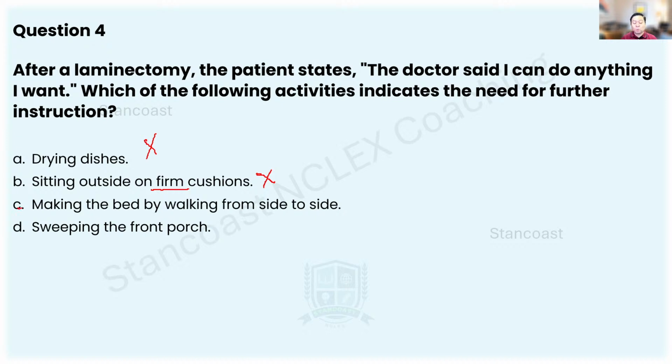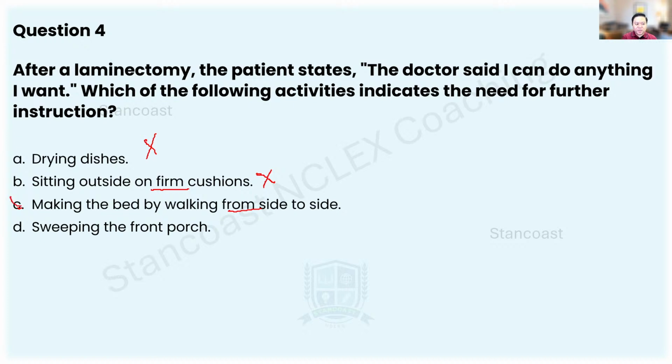What about letter C? Making the bed by walking from side to side. Making the bed can actually avoid twisting and bending, with the applicable words here being from side to side. This is going to prevent the twisting and bending, so this is going to make the activity safer. And yes, it is safer for this patient to perform this task at home. So we are going to eliminate that.